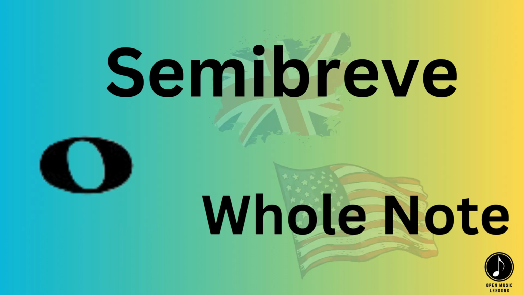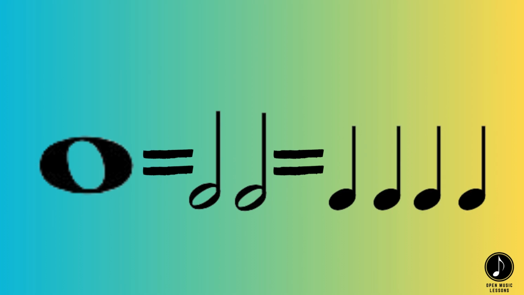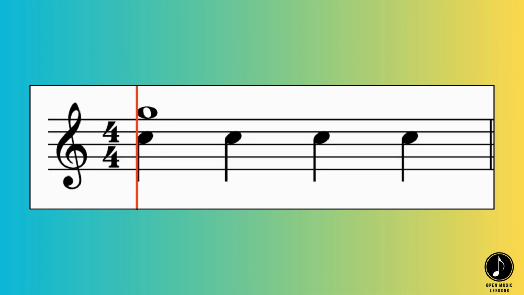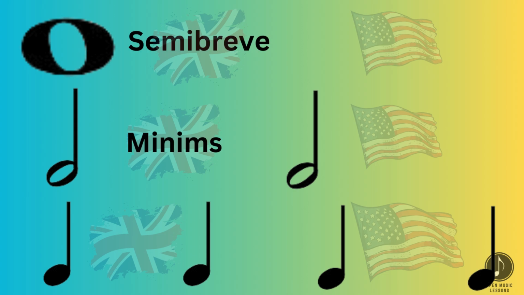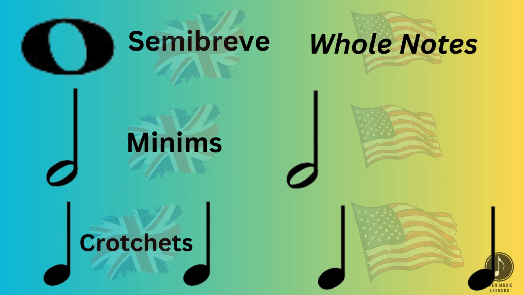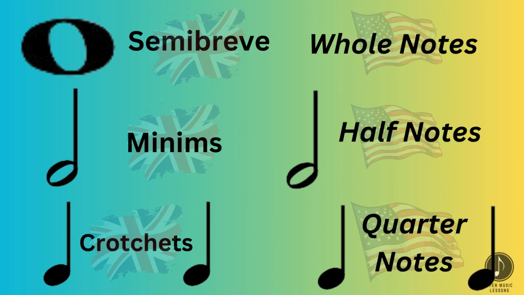A semibreve, or whole note if you're using American terminology, has an empty or hollow head and no stem. A semibreve lasts twice as long as a minim and 4 times as long as a crotchet or quarter note. Here's what a whole note or semibreve sounds like in comparison to crotchets in a bar of 4/4. And then for added comparison, here's what semibreves, minims, and crotchets, or whole notes, half notes, and quarter notes sound like when they're all played at the same time.